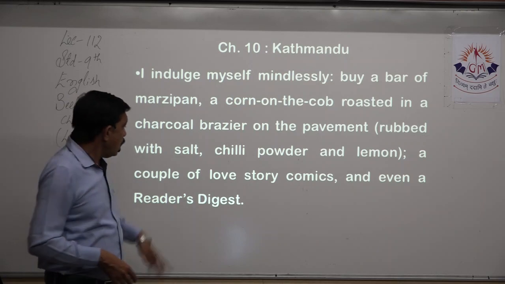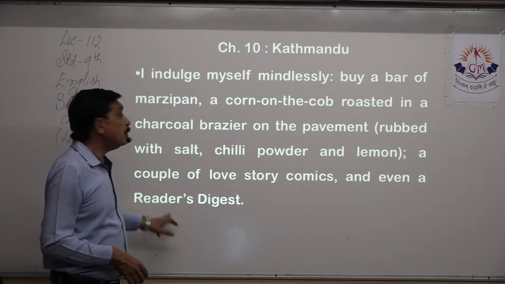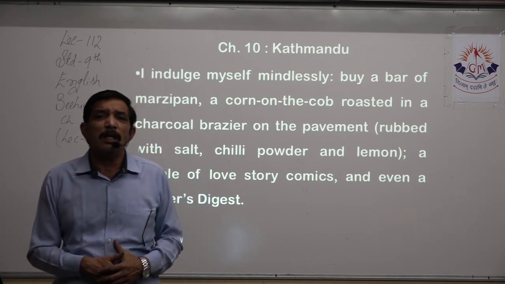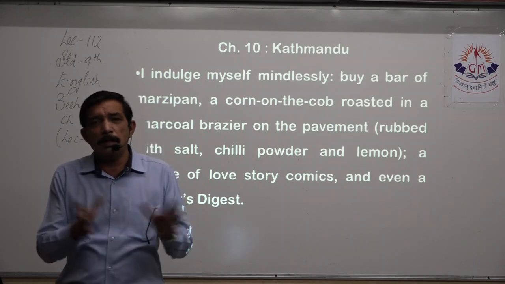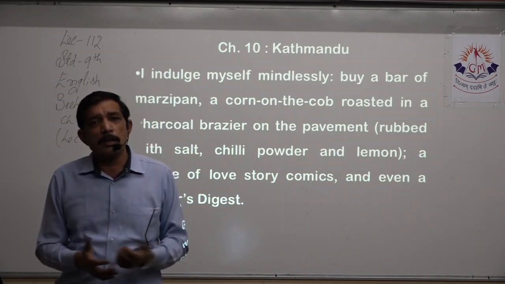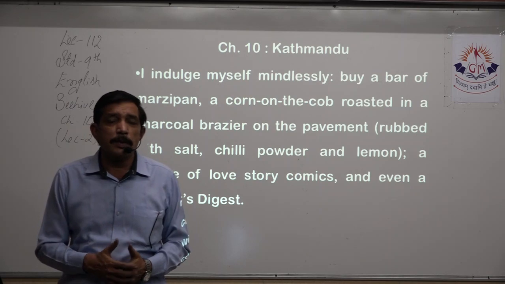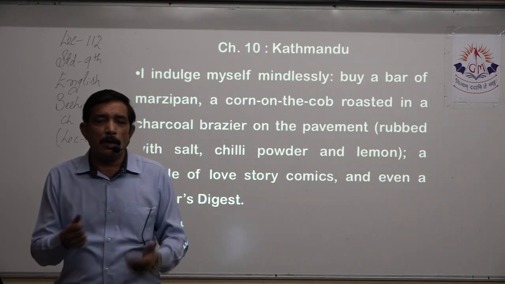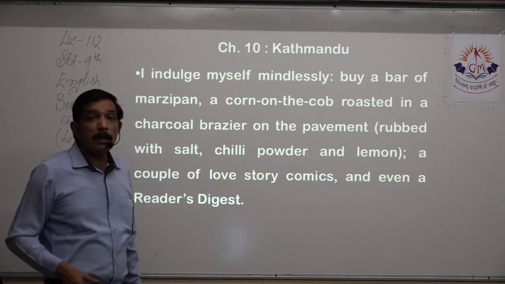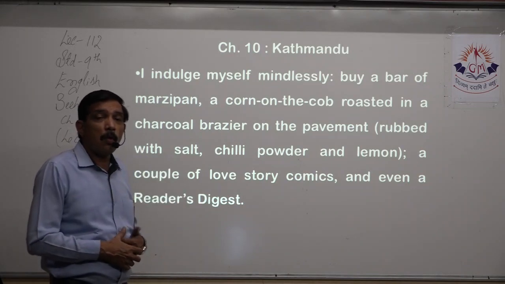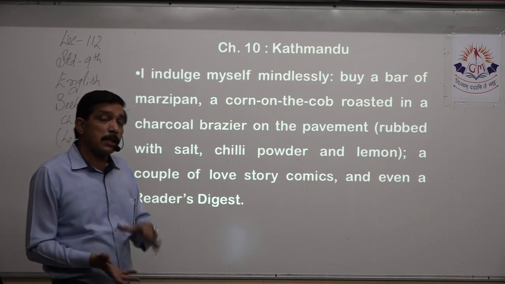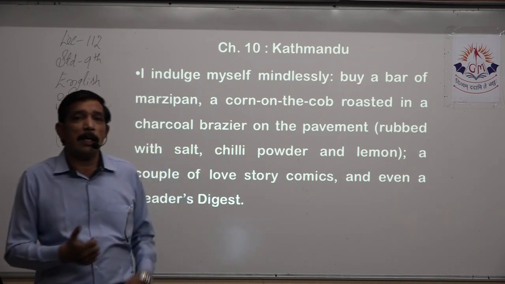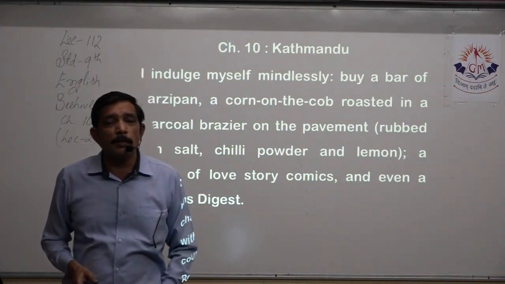So a couple of love story comics and even a Reader's Digest is also fun, and he's just loitering around over there, trying to observe, and he's just watching everywhere. And to pass the time, he takes a bar of marzipan and corn on the cob, and he's just eating it and loitering around. And he sees a vendor trying to sell some old newspaper, and even a Reader's Digest is found over there. So he is just a tourist come to sell those things, and he has just displayed it so that somebody might come and buy it.